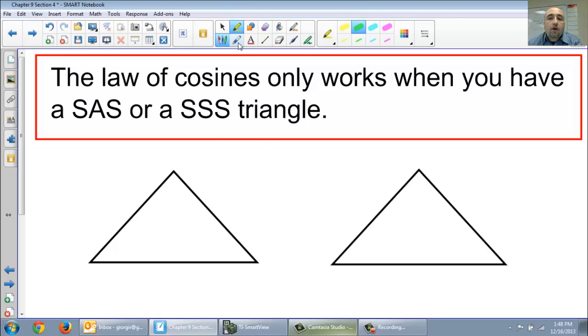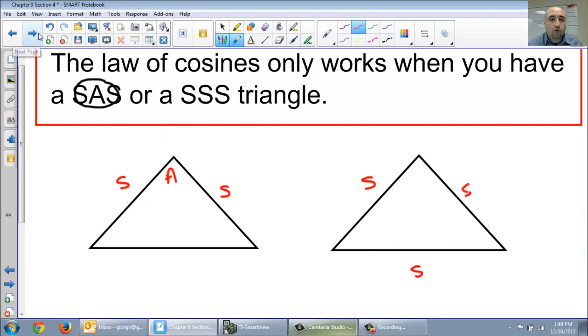All right, so going back to the law of sines, these are the only situations that work for the law of cosines. Side-angle-side is the first one. So if they give you a side, an angle, and a side, you have to use the law of cosines. Or if they give you all three sides, you have to use the law of cosines. So these are the only two situations where the law of cosines will help. So let's do two examples, one side-angle-side and one side-side-side. Hopefully that will make sense for you.